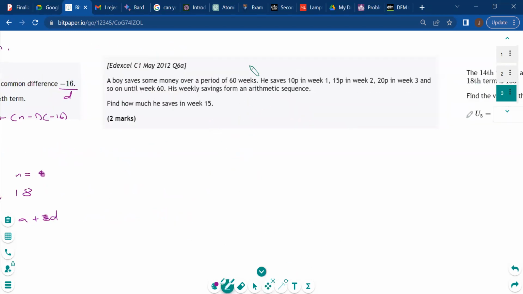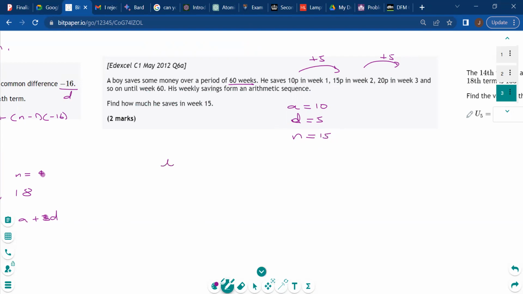A boy saves some money over a period of 60 weeks. So that might be important. He saves 10p, 15p, 20p. So I can say then that this is an arithmetic sequence because adding 5 pence seems to be the difference. And it seems to be common, as in the difference is always the same. He saved 10p in the first week. That's an important piece of information as well. So the first term is 10. The difference is 5. Now, depending on what the question says, I should be able to work out whatever I need to. So how much does he save in week 15? In other words, when n is 15?